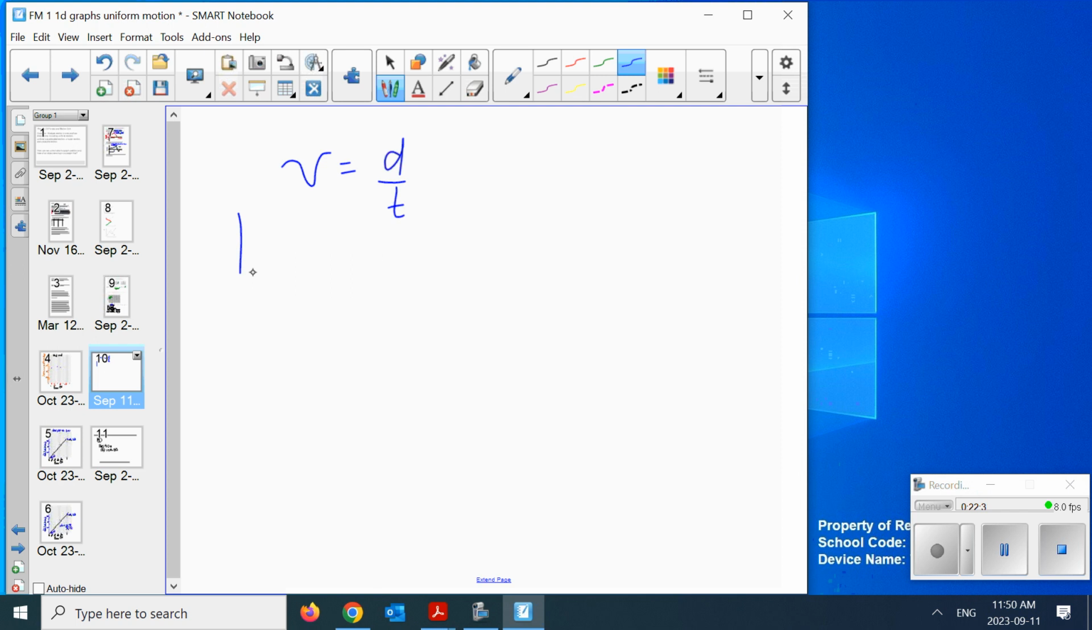A car is 22.6 kilometers north of a farmhouse, traveling 27.4 meters per second. Crap, we've got two different systems. So let's just say this is the house. I'm doing an up, down, north, south diagram, and you are at a position of 22.6 kilometers. How many meters is that? Let's use one system.